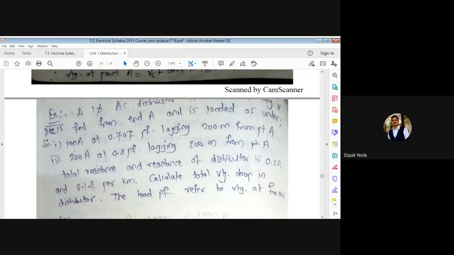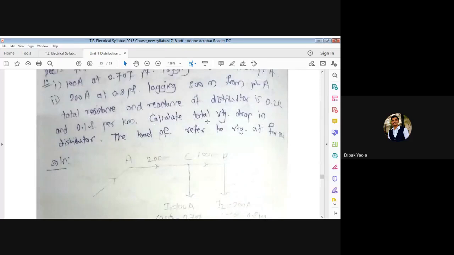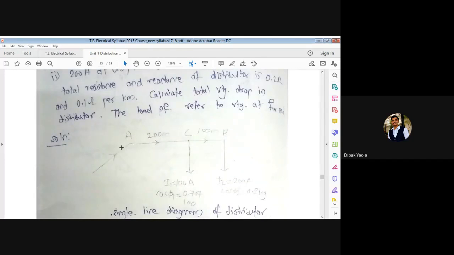So this is the question. Look, this question was asked on December 15. The question is very simple. We are interested in finding out the total voltage drops. So this can be a diagram A, C, B. The length is 200, 100, and this is I1 at 100, I2 at 200, and cos phi1 at 0.707, and I2 at cos phi2 of 0.8 lagging.